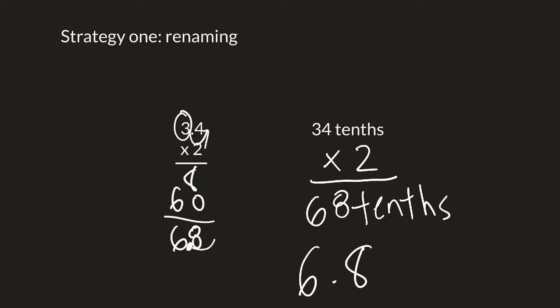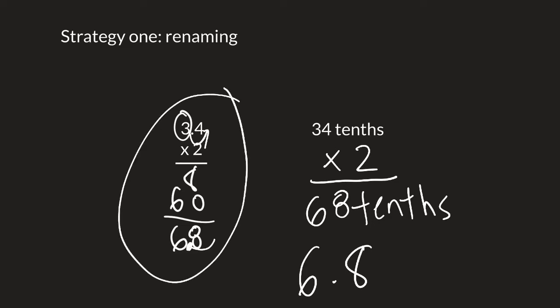So again, if you do it this way, you might have a problem with moving the decimal like myself. Boo, Mr. Nicanor. But if we knew that it was 68 tenths, right away, I know that 68 tenths is 6.8. That's strategy number 1.